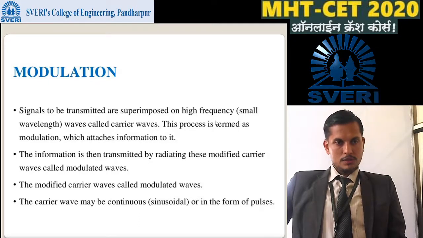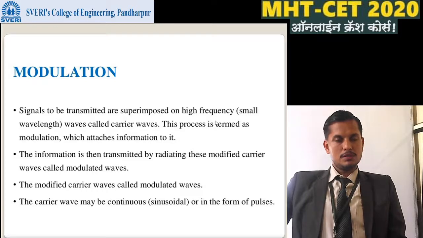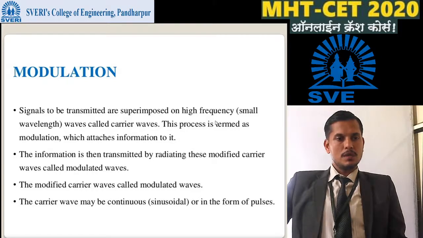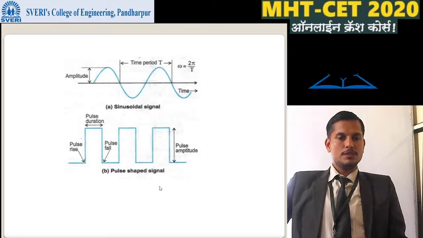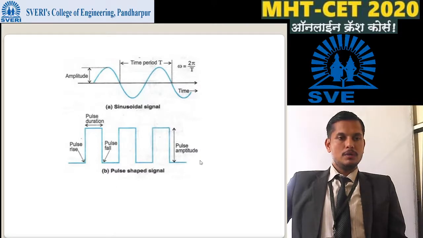In the case of modulation, we have already discussed this: superimposing the signals on carrier waves, which are then called modulated waves. These carrier waves may be continuous waves or in the form of pulses. Here the pulse-shaped signals and sinusoidal signals are shown, where we can get the pulse duration, pulse rise, pulse fall, and pulse amplitude, and the time period and amplitude of the sinusoidal signal.